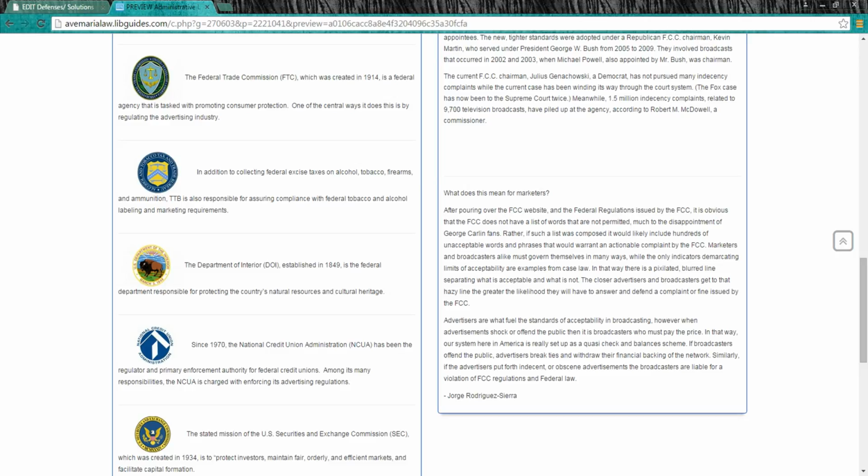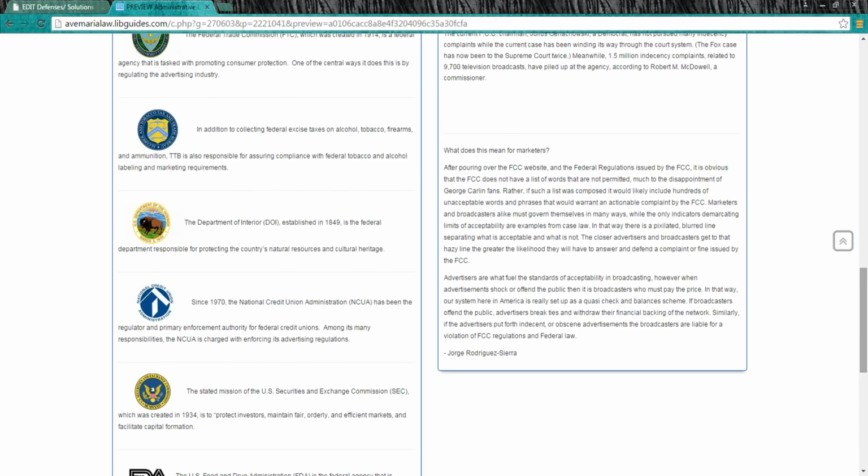Marketers and broadcasters alike must govern themselves in many ways, while the only indicators demarcating limits of acceptability are examples from case law. In that way, there's a pixelated, blurred line. It's kind of a play on censorship. So there's this blurred line separating what is acceptable and what is not. The closer advertisers and broadcasters get to that hazy line, the greater the likelihood they will have to answer and defend a complaint or fine issued by the FCC. And this is where I go on. This is what I kind of realized, and I thought it was an interesting point. Advertisers are what fuel the standards of acceptability in broadcasting.